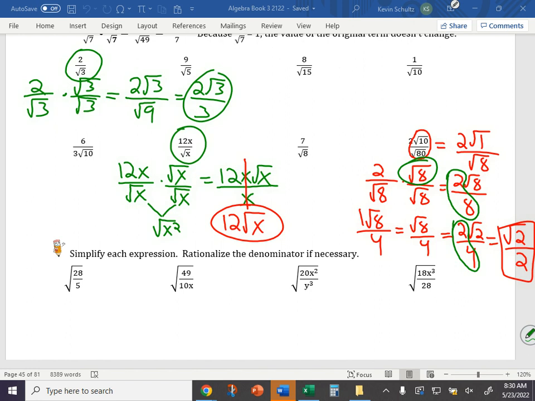Okay? Your assignment for tomorrow is just this top section. Don't worry about the bottom. Okay? So the 1, 2, 3, 4, 5 that we did not do. Work must be shown. Okay? Work must be shown. That's how math.